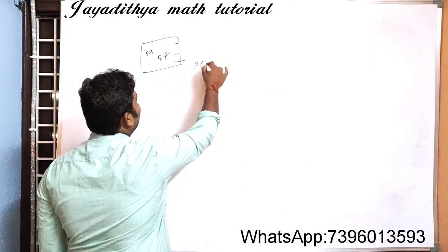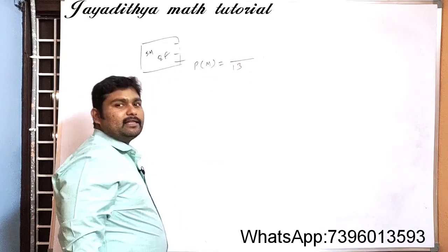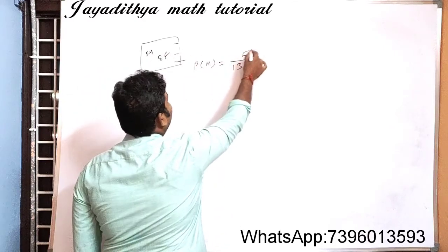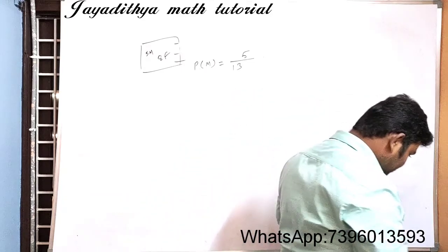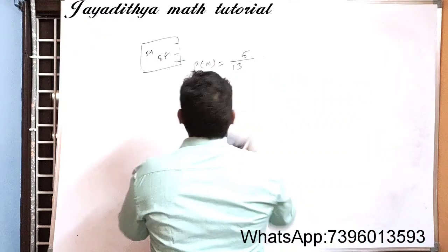So you need to find out the probability of a male fish. Total how many are there, Nana? Total fishes are 13, male plus female. And we want male, which are 5. That's all. Our answer is completed. That is 5 by 13.